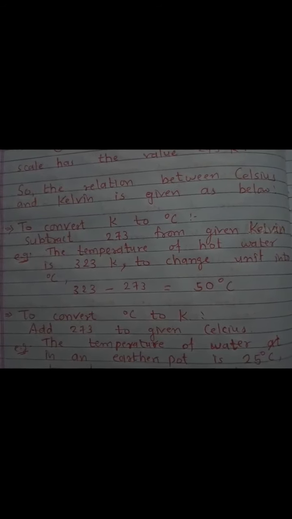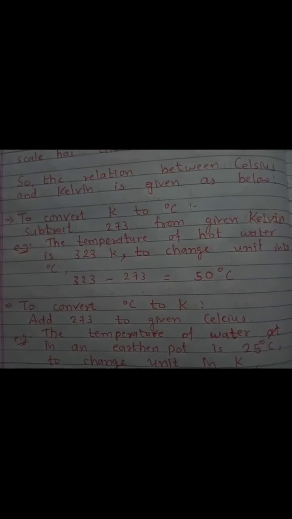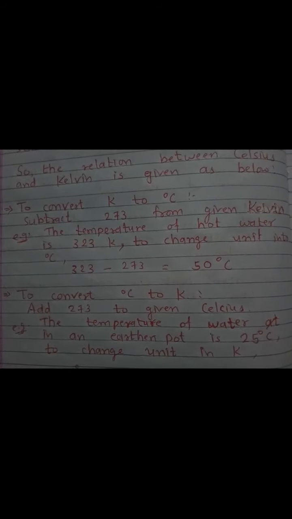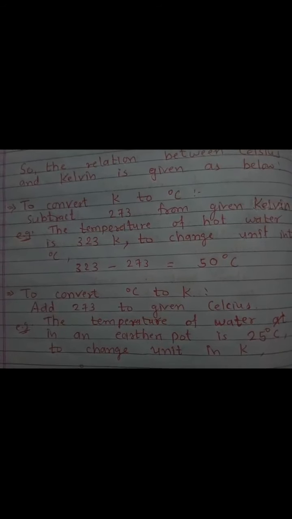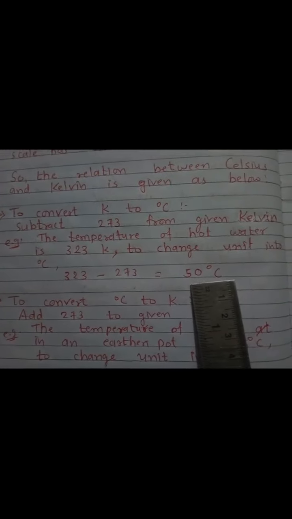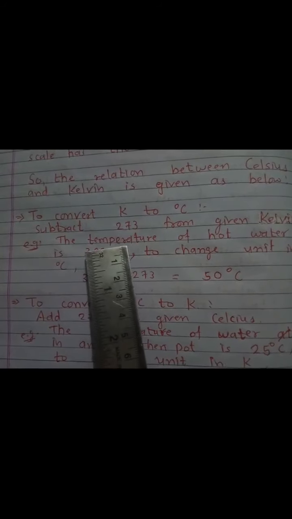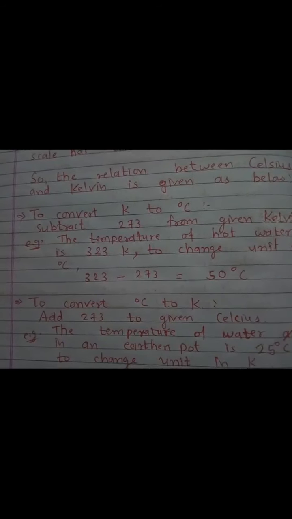One example is given here. The temperature of hot water is 323 Kelvin. To change this Kelvin into degree Celsius, we have to subtract 273. What do we get here? 323 minus 273, that is 50 degrees Celsius. It means the water whose temperature is measured as 323 in Kelvin unit is measured as 50 degrees Celsius in Celsius unit.